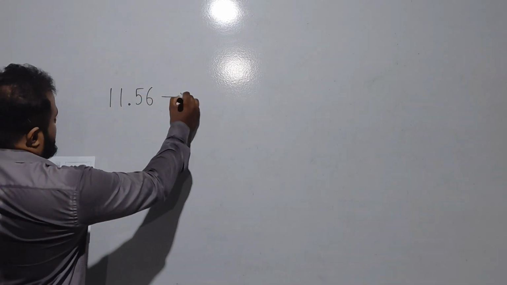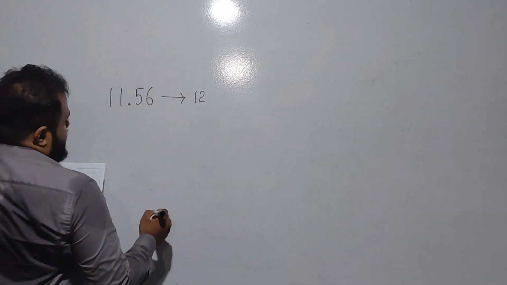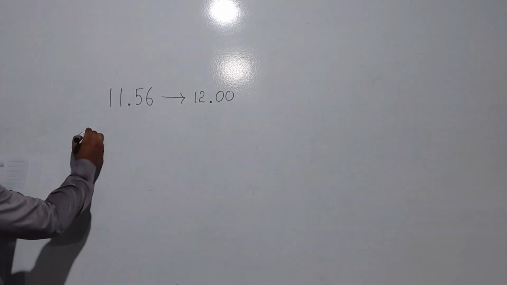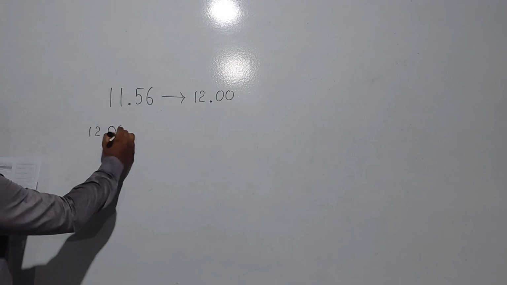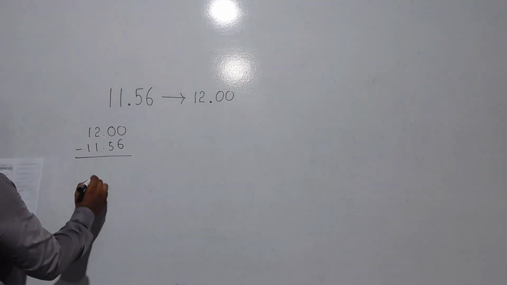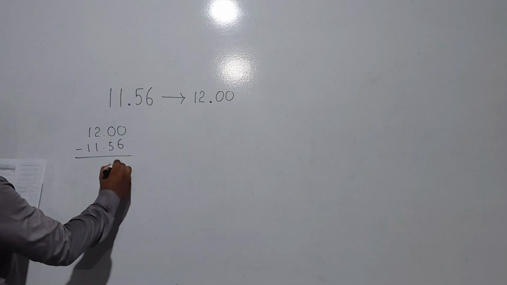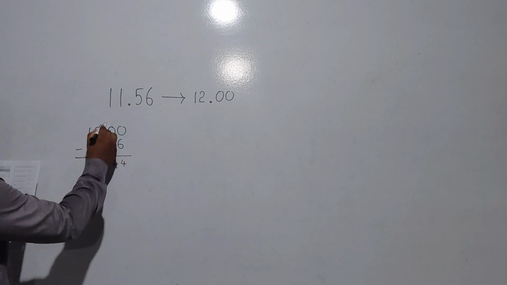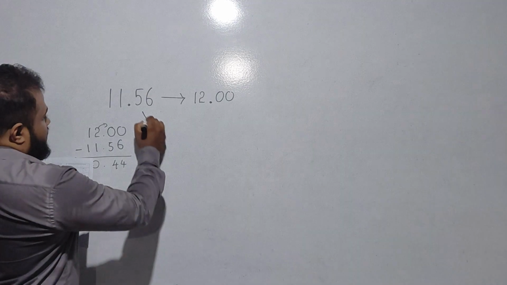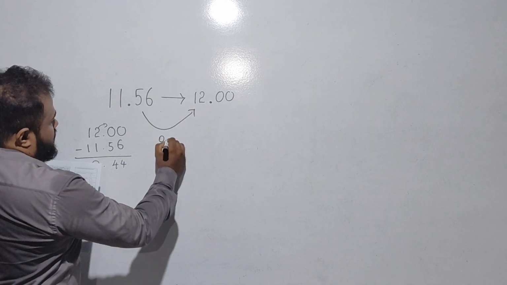11.56 and 12, I can write 12 as 12.00. So what is the gap? 12.00 minus 11.56 is 100 minus 56, 44. This becomes 11, 11 minus 11, 0. The gap between these two is 0.44.